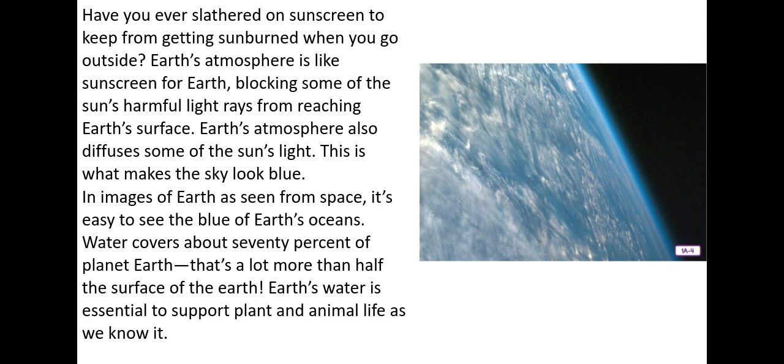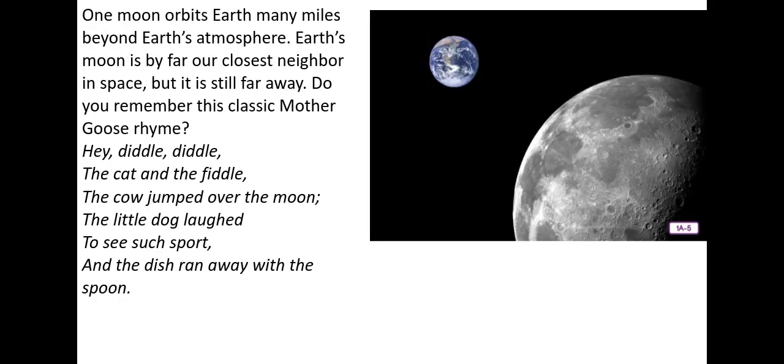In images of Earth as seen from space, it's easy to see the blue of Earth's oceans. Water covers about 70% of planet Earth. That's a lot more than half the surface of the Earth. Earth's water is essential to support plant and animal life as we know it. One moon orbits Earth many miles beyond Earth's atmosphere.